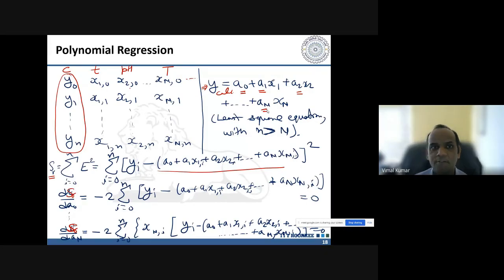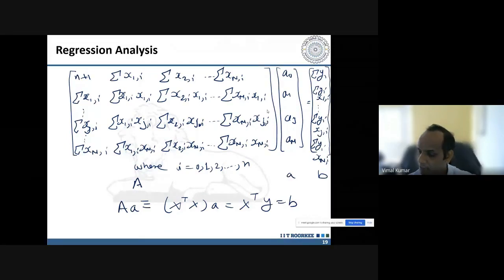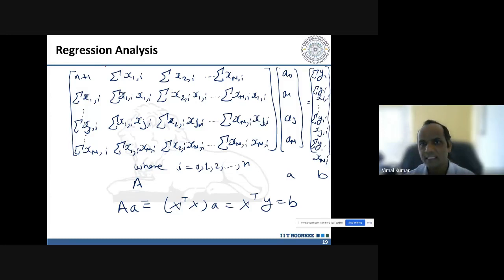When I obtain n number of equations, I again rearrange them into matrix form, the same thing I did in the previous linear equation case. So n plus 1, sigma x1i, sigma x2i, sigma xni, then sigma x1i times x1i, and so on. This kind of pattern will come, with a0, a1, aj, an as the unknowns. This way we have made the matrix form. So I have a coefficient matrix, a solution vector, and a right-hand side vector, and then I solve this equation, maybe by taking the inverse of A.